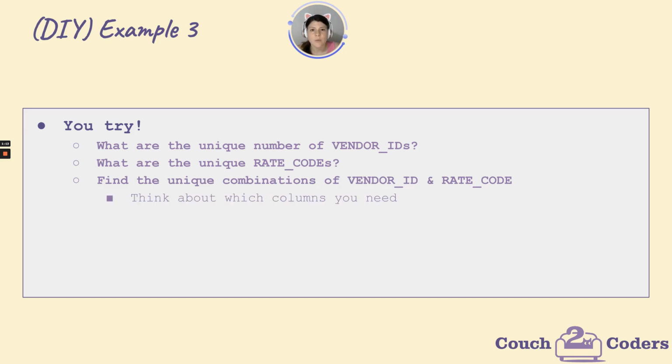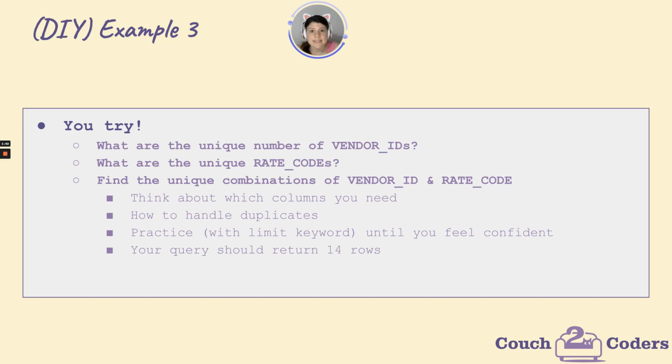First, think about which columns you need for each part. Second, how do you handle duplicates if you find them in your data? Third, while you're practicing and building your query, I would suggest having your limit keyword on until you feel confident, and then you can turn it off and find all of the unique values. And as a sanity check, Part C should return 14 rows. Pause the video, give yourself a few minutes, and when you're ready, we'll go over the answer together.